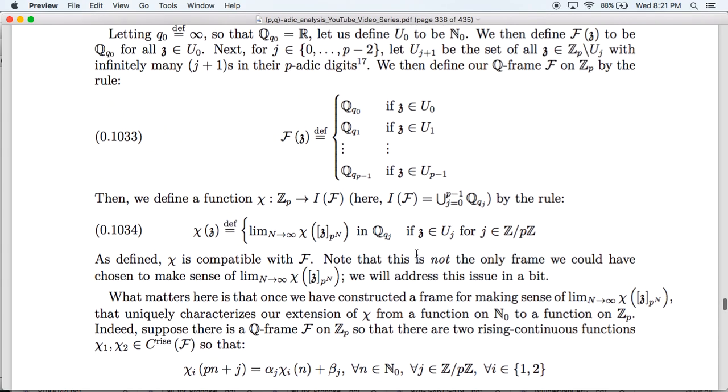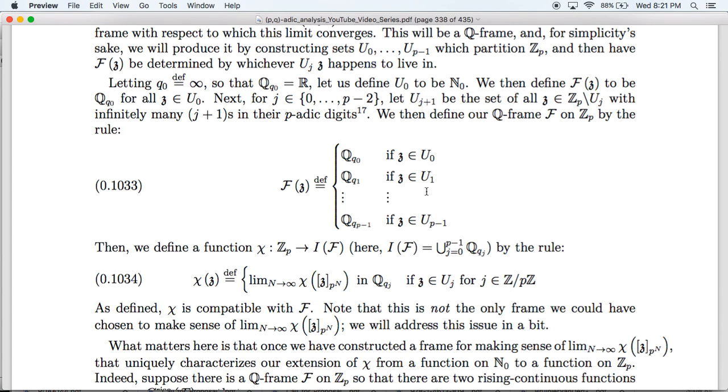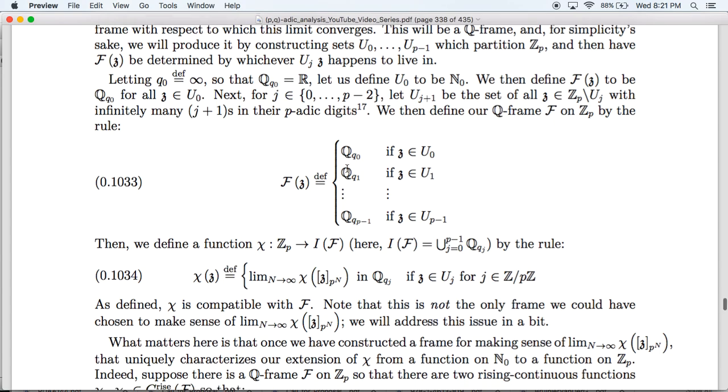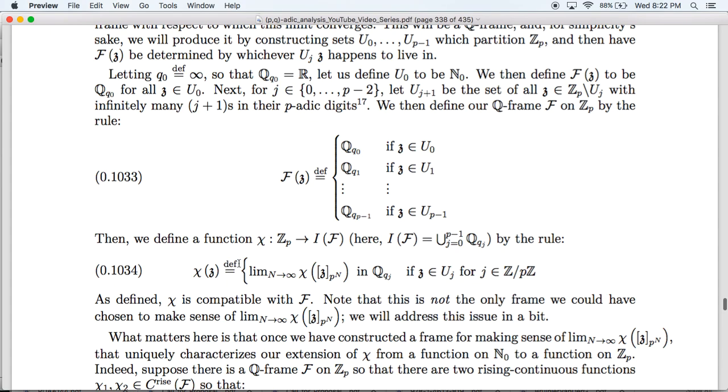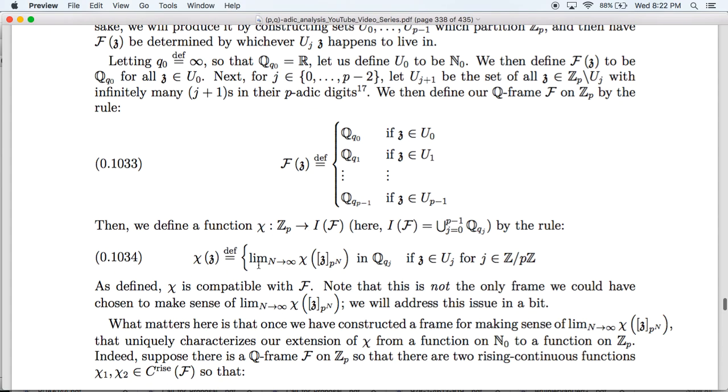And then our frame is going to output the q_j-adic topology if z is in U_j. The way it works is, if z is in U_j, z will have infinitely many j digits, and thus will be convergent in the q_j-adic topology. And using this, we then have that chi is a compatible function, and our recipe is that the limit of this is interpreted q_j-adically depending on which U_j z happens to be in.